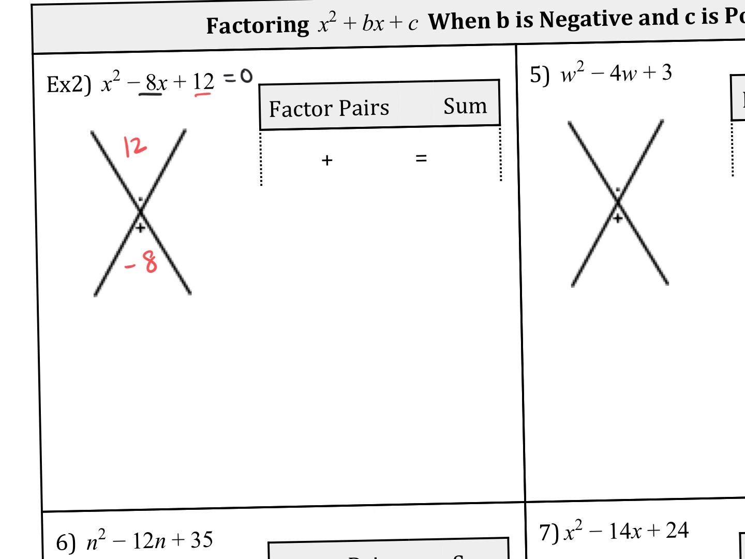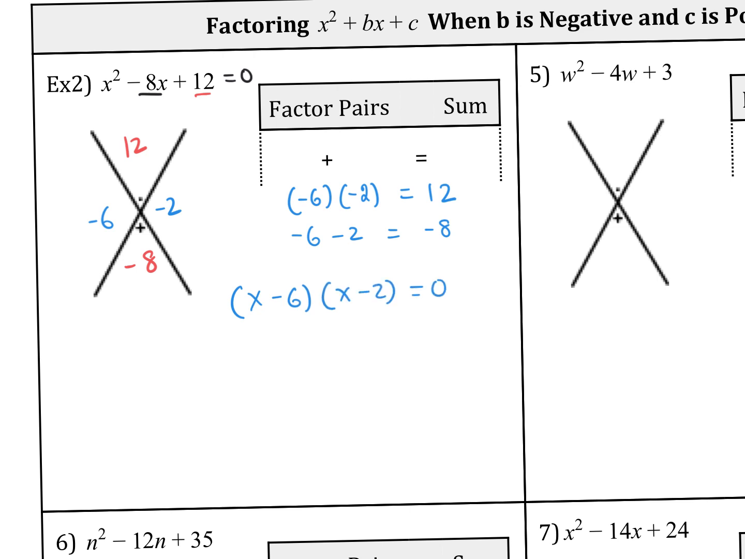When you multiply them, it should give you 12. So it is -6 times -2. When you multiply, you get 12, and when you add them, you get -8. So these are the right combinations. You write the numbers that you found into these two places, and now you're going to write them into factor form. (x minus 6)(x minus 2) equals 0.